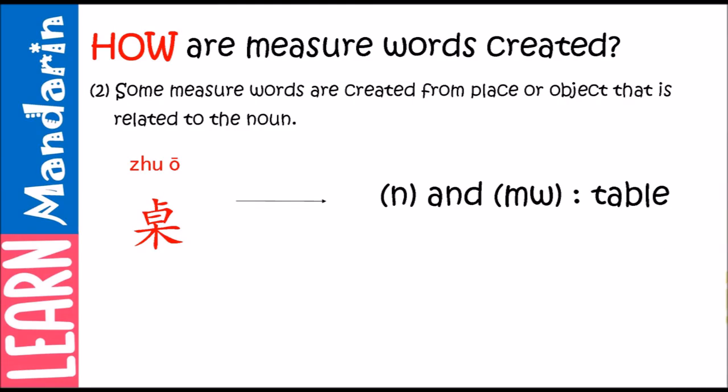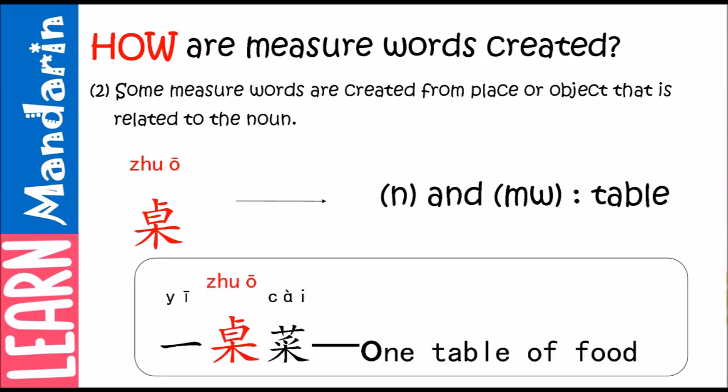桌 means table. And where else can you place your food? It is on the table. So we use the measure word 桌, or 一桌菜.